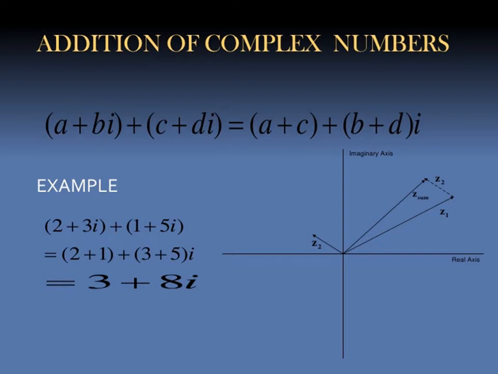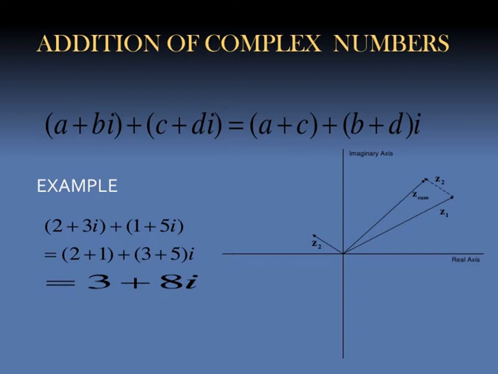Okay, let us take one example. Suppose the first complex number is 2 plus 3i and the second complex number is 1 plus 5i. Add these two complex numbers. Let us see how the addition is done here. In 2 plus 1, 2 is the real part of the first complex number and 1 is the real part of the second complex number. We have to take the addition of these real parts of the two complex numbers, that is, 2 plus 1.